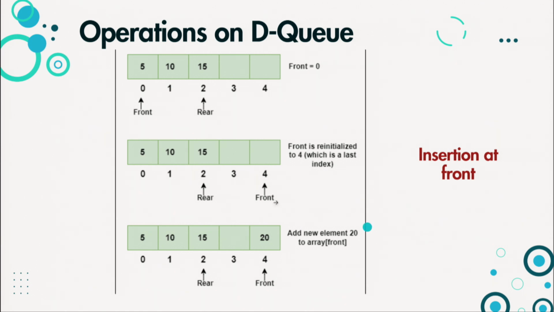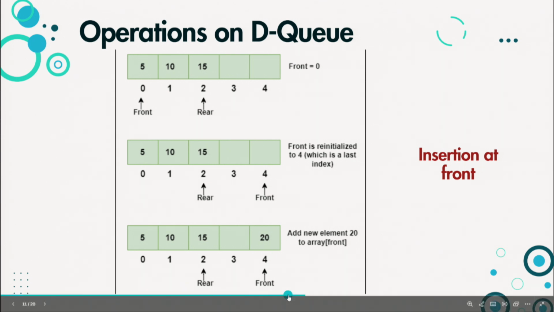Here we have one more example. Here you could see front is at 0 and rear is at 2, and we have 3 elements as before, and now I want to add a new element to the front. Just because your DQ contains an element there, I cannot add the new element at that position. So, I reinitialize front to n minus 1 and I place that new element in the location being pointed to by front.